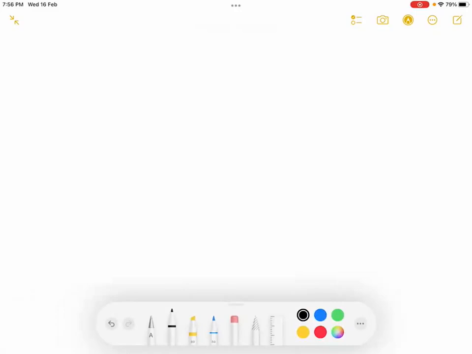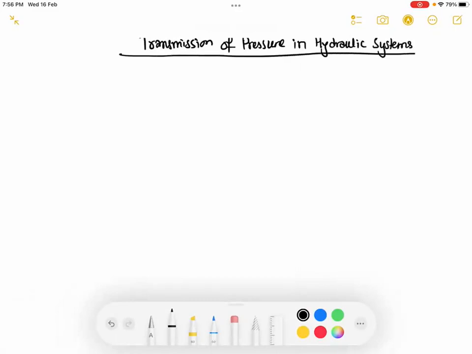So, hydraulic systems. In fact, we're going to talk about transmission of pressure in hydraulic systems. Let's draw it first. A hydraulic system, what does it look like?